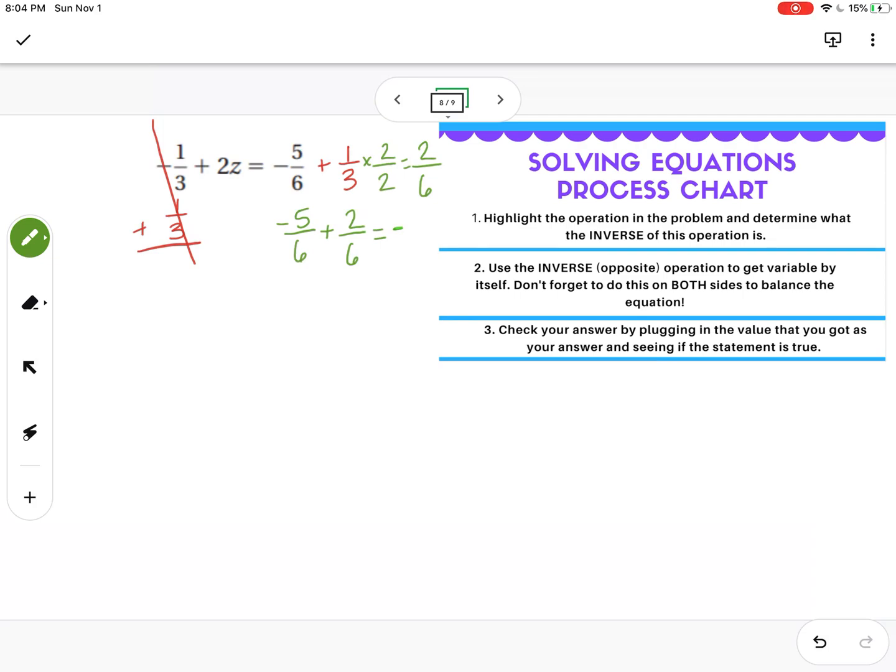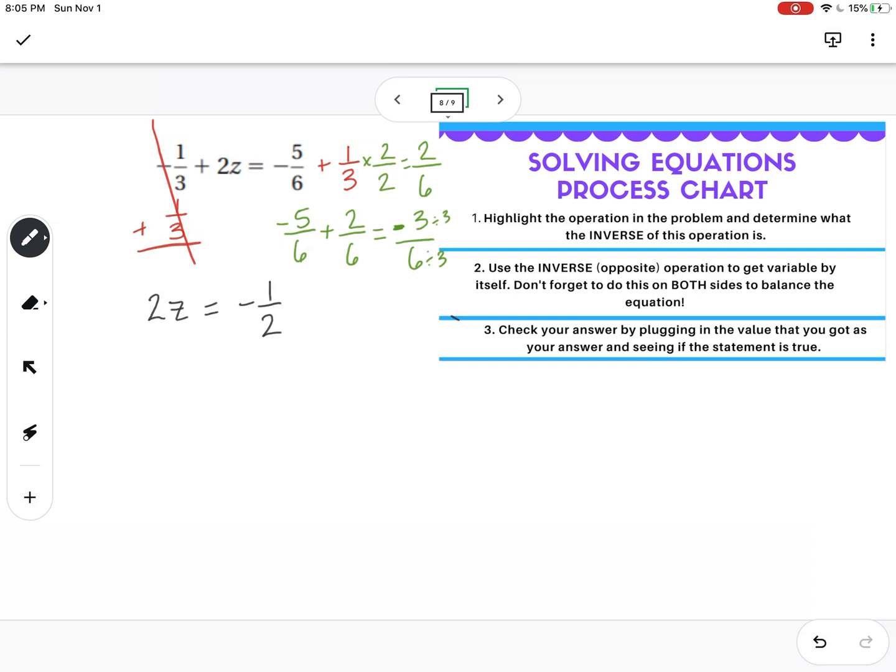So remember, we have opposite signs here, which means we would subtract and keep the bigger sign. So I'm already going to put a minus in my answer. And 5 minus 2 is going to give me 3. Remember, denominators just stay the same. So negative 3/6. And when we simplify 3/6 by dividing both by 3, it's equal to negative 1/2. So I'm going to reset my equation that I have right here. Those negative 1/3 canceled. So I'm left with 2z equals negative 1/2.